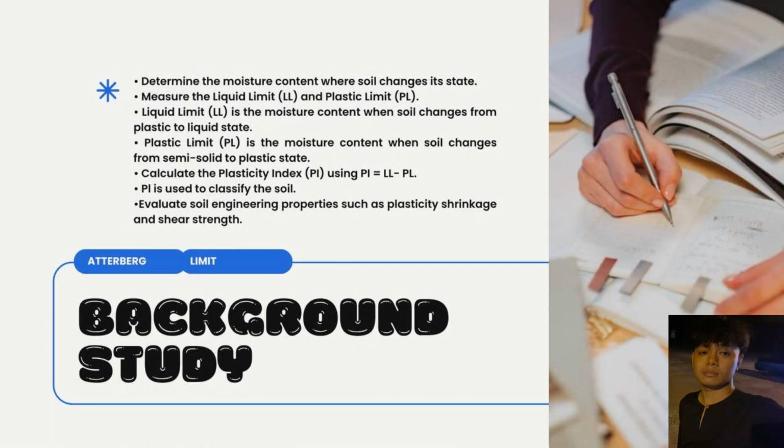The first part of the background study is the Atterberg limit. Determine the moisture content where soil changes its state. Measure the liquid limit and plastic limit. Liquid limit is the moisture content when soil changes from plastic to liquid state. Plastic limit is the moisture content when soil changes from semi-solid to plastic state. Calculate the plasticity index using PI equals LL minus PL. PI is used to classify the soil. Evaluate soil engineering properties such as plasticity, shrinkage, and shear strength.